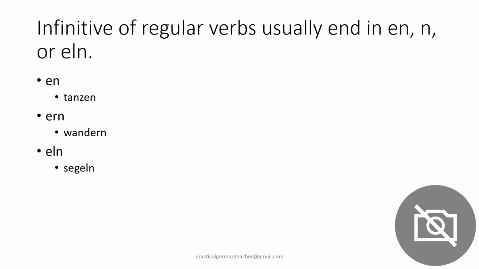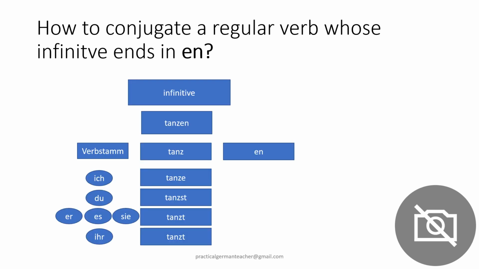You should know three endings that let you identify several regular verbs. These endings are en, ern, and eln. Tanzen is a regular verb which ends in en. When you remove the en, you are left with tanz. This is usually referred to as Verbstamm, meaning stem of the verb in the German language.